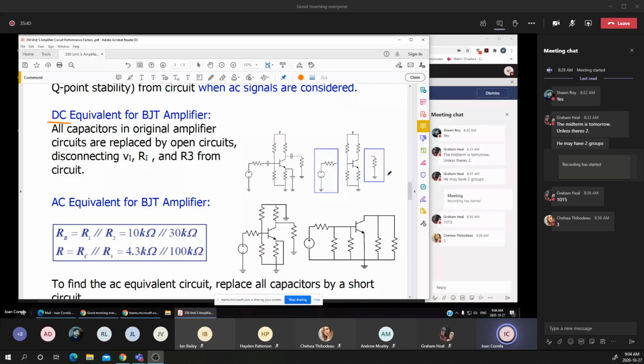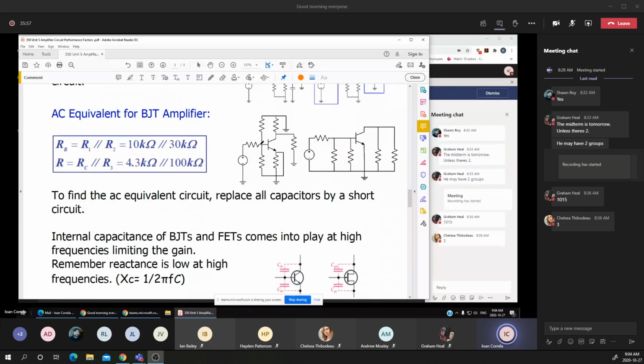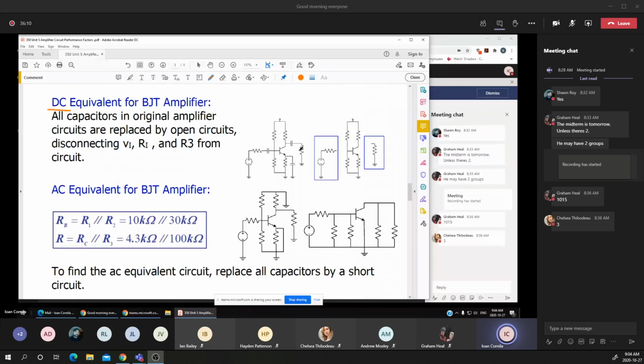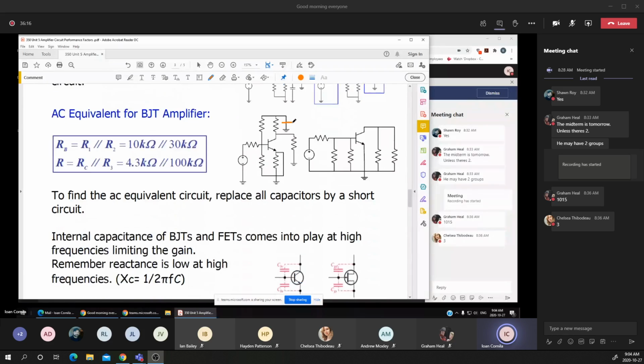For an AC analysis, we have to make a different approach. Again, I'm just showing, I'm not going into details because it's more complicated than DC. For an AC equivalent circuit, you notice that I'm replacing, and that's the rule for AC analysis, the capacitors with a short circuit, and the voltage sources with a short circuit. Instead of having the DC voltage source, I replace the DC voltage source with a short circuit.